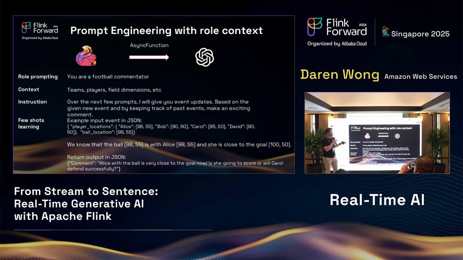What this means is we just give the LLM some example input and some expected response in the format of JSON. So in this case, I'm telling it that the input event is going to be in the form of JSON, and it's going to contain the player locations and the ball locations in X and Y coordinates. We also explain to the LLM what this example input means. So we tell it that the ball is at this location, which is currently with Alice at this location, and she is very close to the goal, which is at that location. So we give it some explanation so that it helps with the thinking.